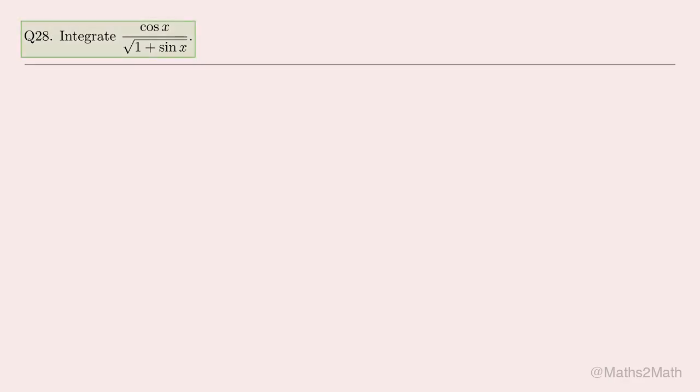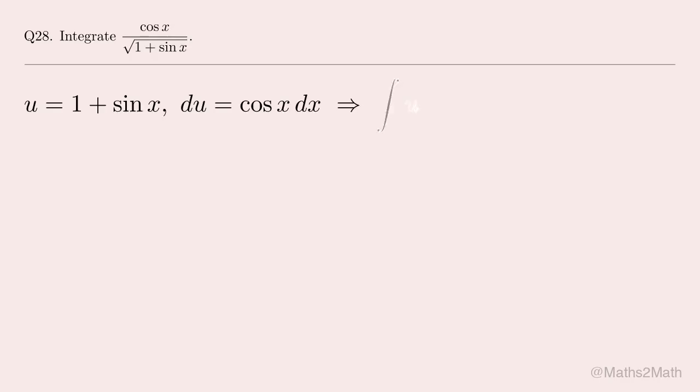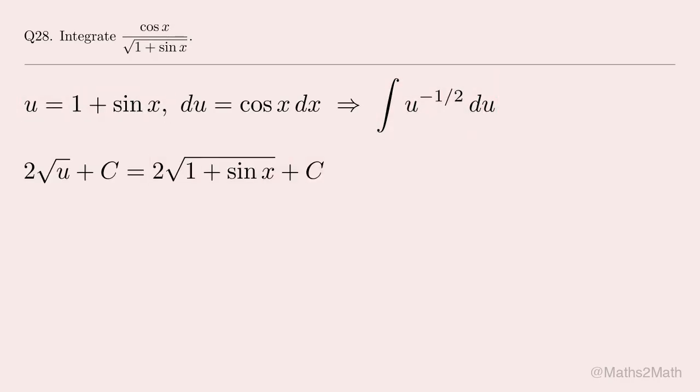Question 28. Cosine over the root of 1 plus sine. The numerator is the derivative of the root's inside. U equals 1 plus sine x. Twice the root.